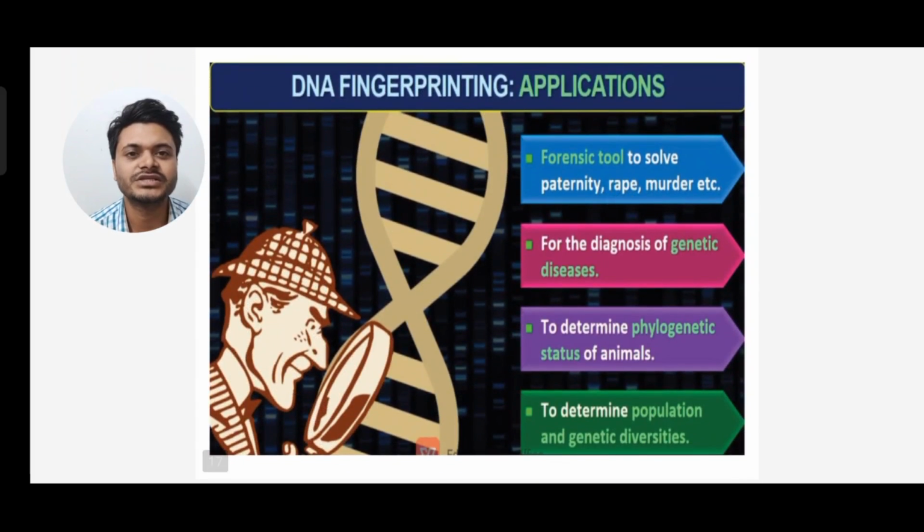So what are the applications of DNA fingerprinting? First, it is used as a forensic tool to solve paternity, rape cases, murders, etc. Second, it is used for diagnosis of genetic diseases. Third is to determine the phylogenetic status of animals, and fourth is to determine population and genetic diversity. So these are very important applications of DNA fingerprinting.